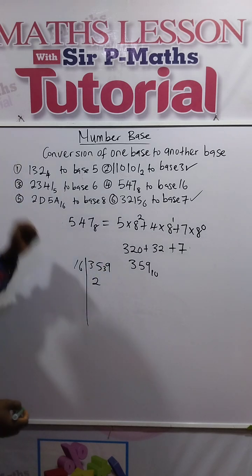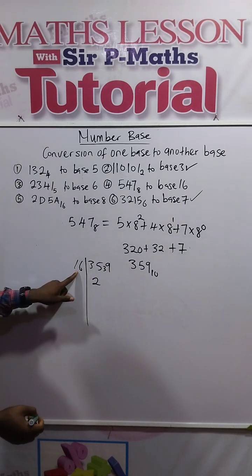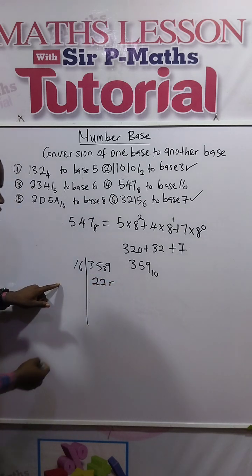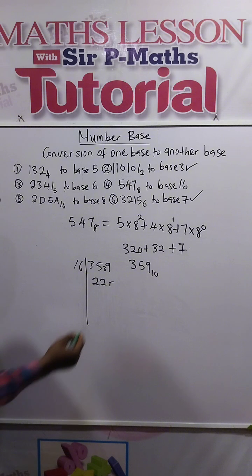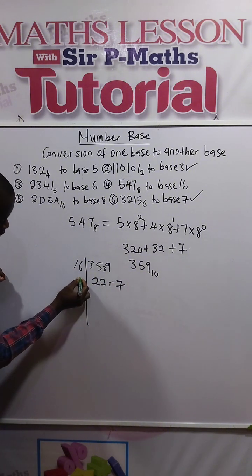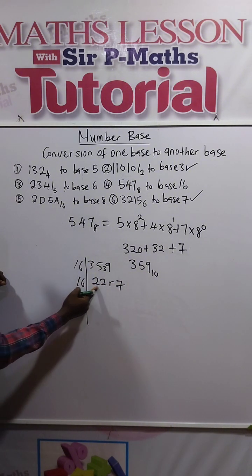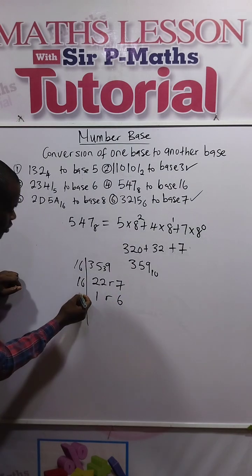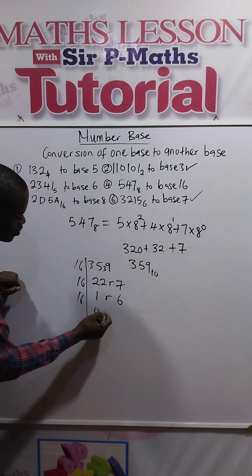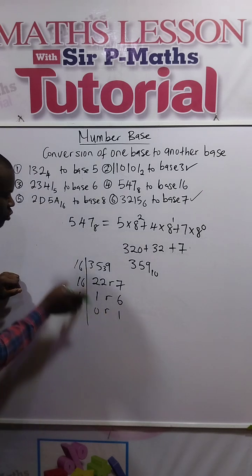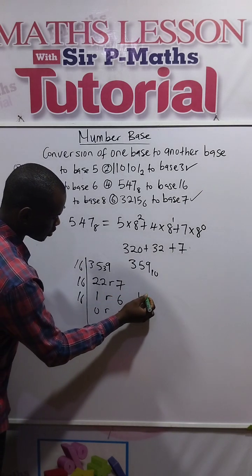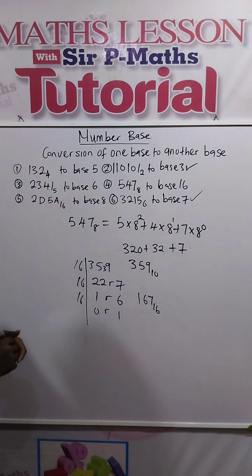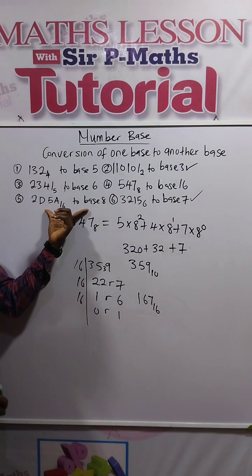I'll put it in front of 39. 16 divided 39 will give me 2, remainder 7. Then we divide again. 16 divided 22, 1, remaining 6. Then 16 divided 1 cannot go, so 0, remainder 1. So converting this guy, we have 167 to base 16. And lastly, we are going to do this one now.